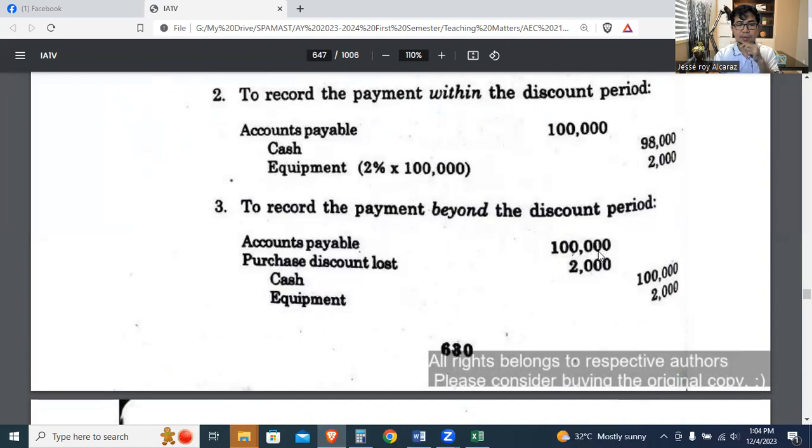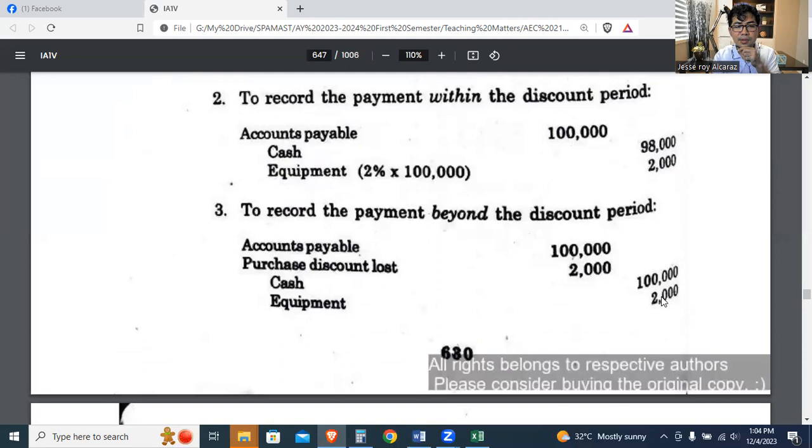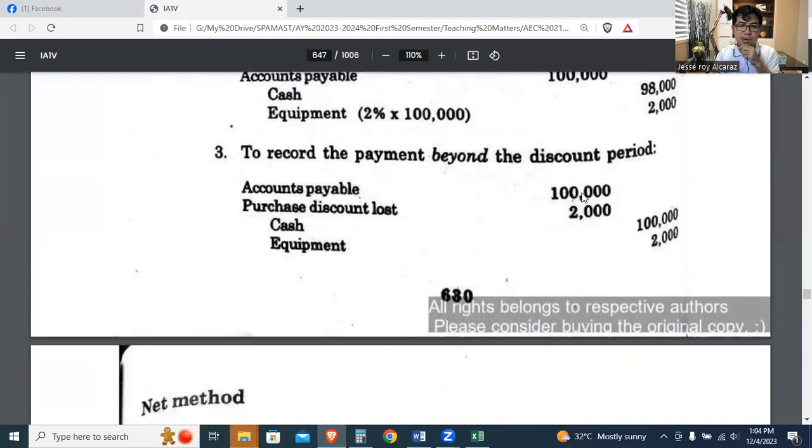Debit, accounts payable, the same. Then cash, 100,000. Then purchase discount lost, 2,000. And then equipment, 2,000. So what is the effect of this? The effect of this is that, wait, is that account entry correct? To record the payment beyond the discount period. Okay, so yes. So accounts payable, 100, then cash, 100,000.